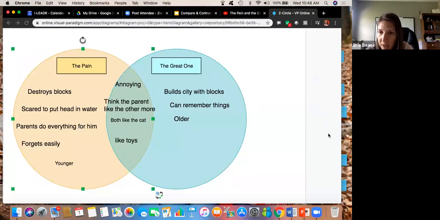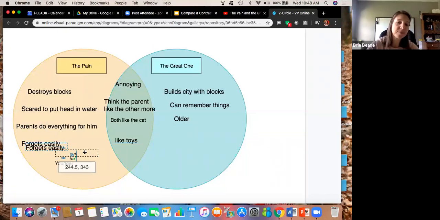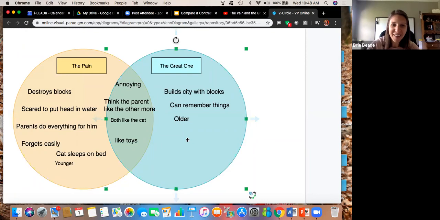Who do we have left? We have Shiloh. Tell me, what did you have? And where should it go? For the pain, the cat sleeps on his bed. Awesome. And what about for the great one? She feeds the cat. That's right. Good job. Give her a round of applause, guys. Silent round of applause. Good.